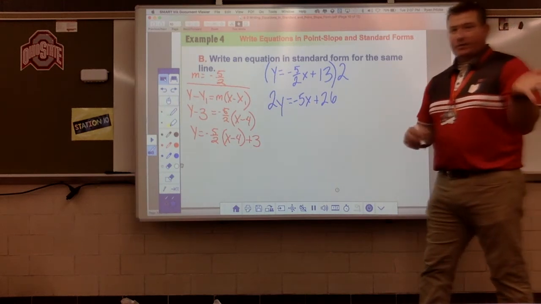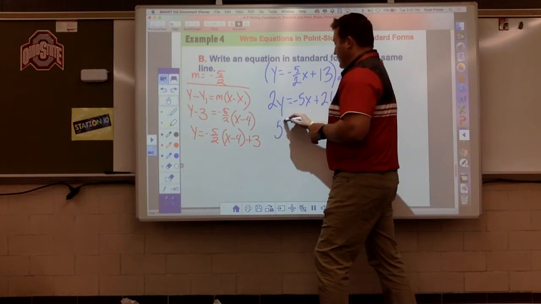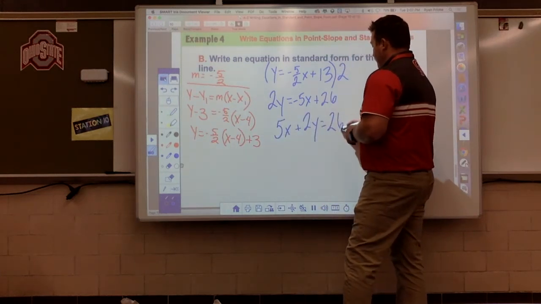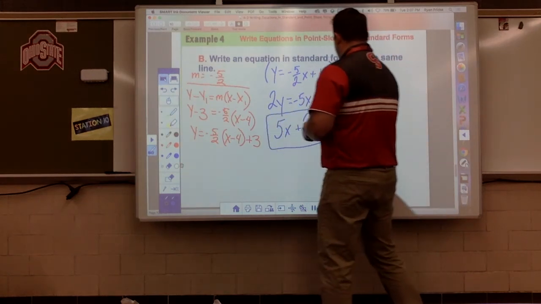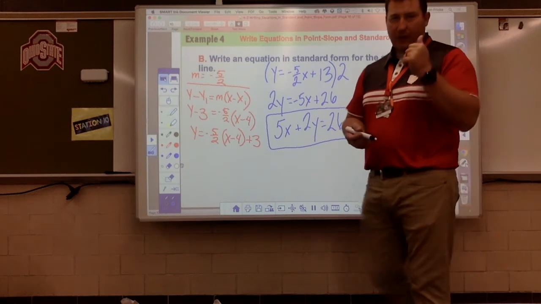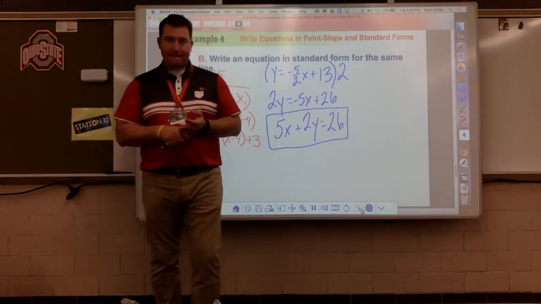Okay? It's as simple now to move that 5x over with y, so we're going to add it to both sides. No, it does not combine with y. And there we go. Okay? 5x plus 2y equals 26. Is there a way to check to see if this is indeed the same?